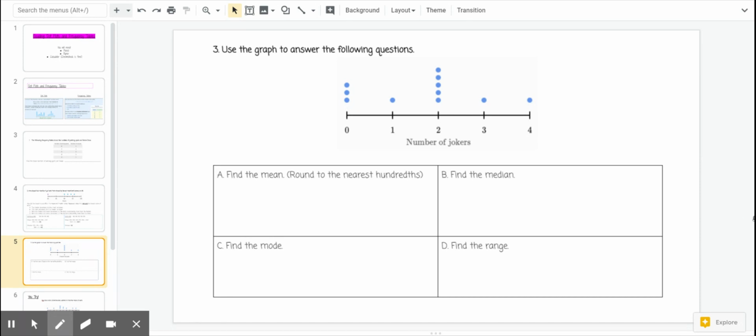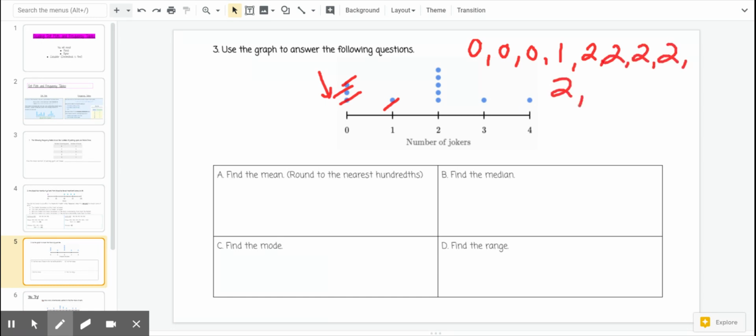And so what I like to do first, I like to start by always ordering my data. So I always start over here because it's really nice when it's in a dot plot like this. It's already in line for you. So I've got 3 zeros from my data. 1, 2, 3, 2, 3. I've got 1, 1. I've got 1, 2, 3, 4, 5 twos. I've got a 3 and I've got a 4.